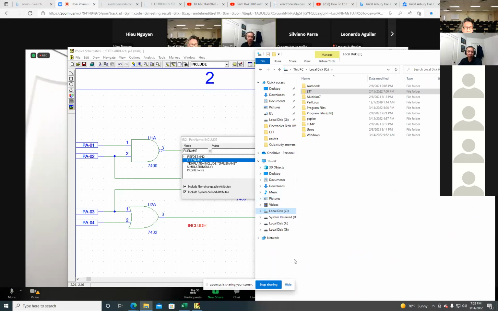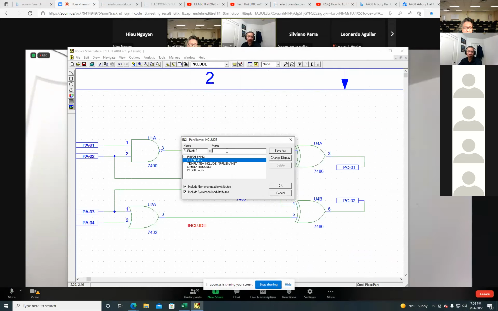Go back to your schematic. Go ahead and close that folder. So you put C colon, backslash. Just one backslash would be fine. ETT, and then backslash. This would be DLab1 SP 2022, dot.